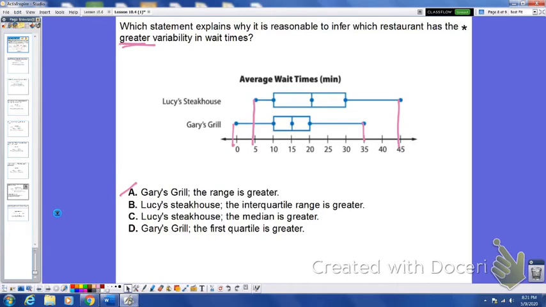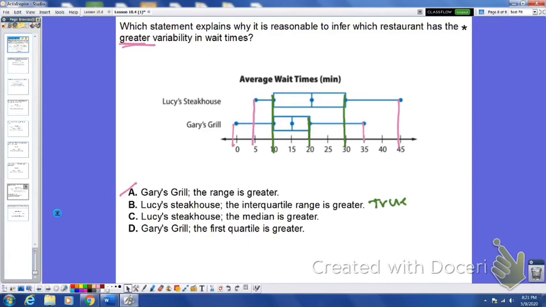So if I look at B, Lucy's Steakhouse, because the IQR is greater. Well, if I look at Lucy's, I'll use a different color here so we see different ranges. So for Lucy's, her IQR, so her Q1 is 10 and her Q3 is 30. So Lucy's IQR is 20. Gary's, again, his Q1 is at 10. His Q3 is at 20, so his IQR is 10. So B was saying that Lucy's Steakhouse, because the IQR is greater. This is true. So that one's still in the running.